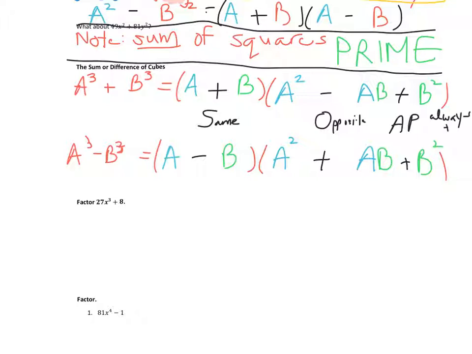I wanted to make one more note. This resulting trinomial in both formulas is prime. So don't try to factor it. You cannot factor it anymore. All right, so A squared minus AB plus B squared, or A squared plus AB plus B squared, that trinomial is prime. All right, so let's look at an example, 27x cubed plus 8.